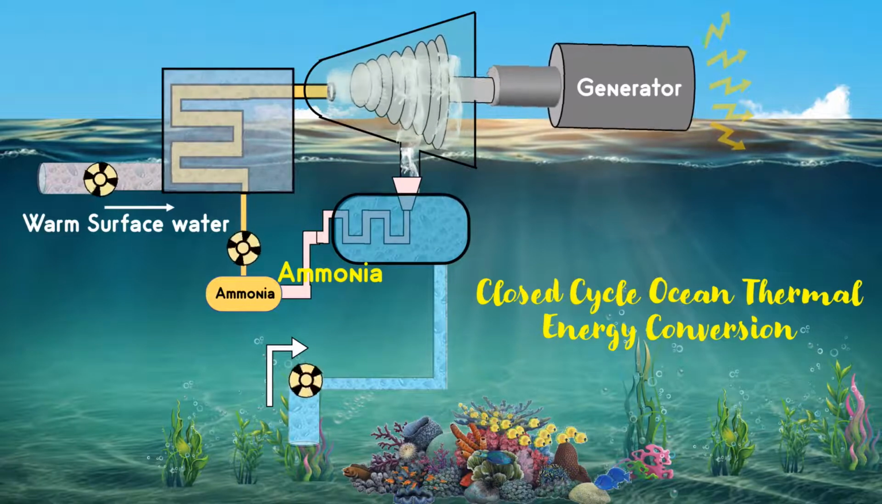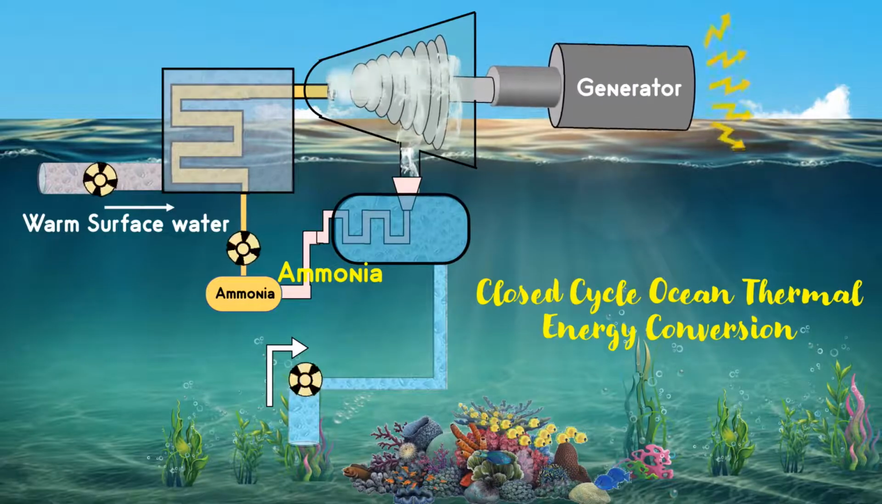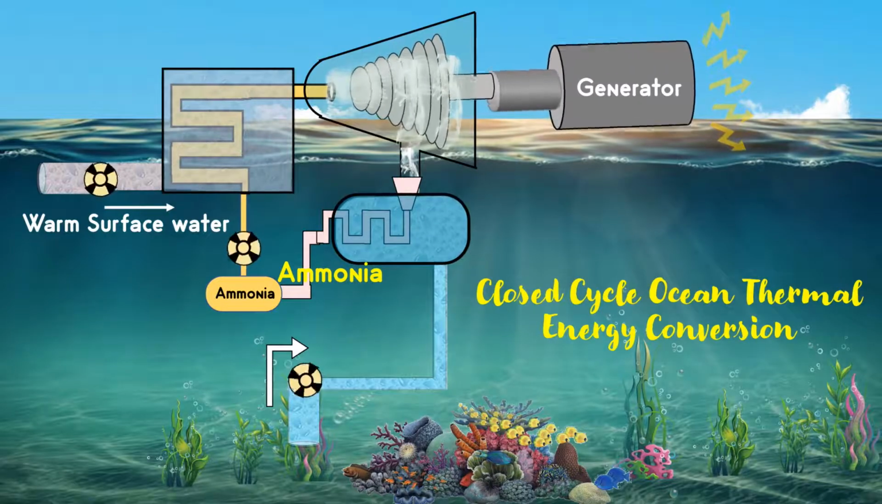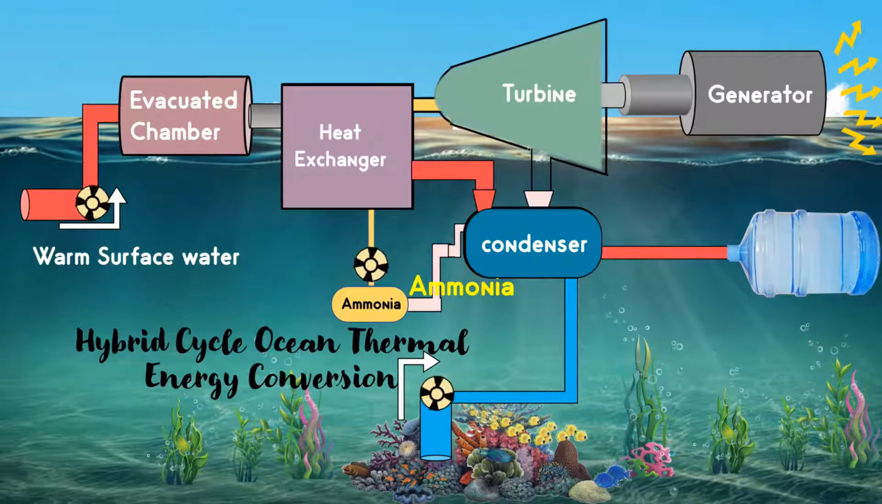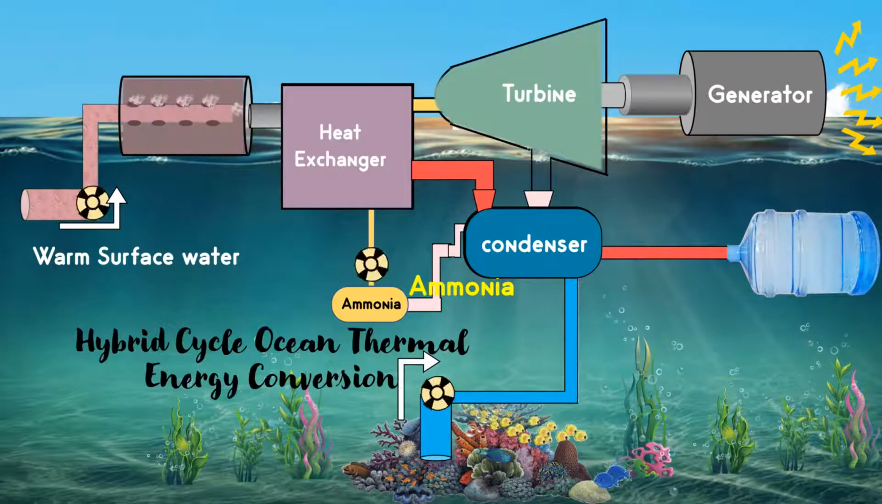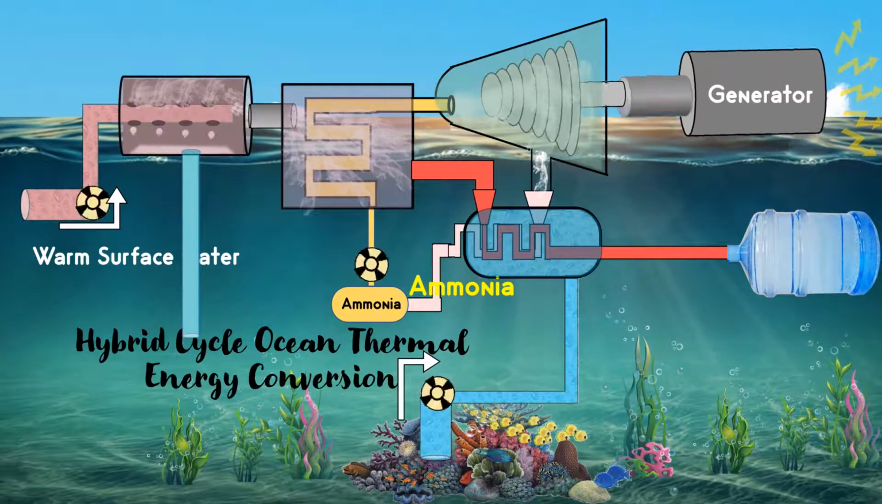If you want to enjoy the advantages of both closed cycle and open cycle ocean thermal energy conversion, we must combine them both. This kind of system is called hybrid cycle ocean thermal energy conversion. Here, the warm surface water vaporizes ammonia, which drives the turbine to produce the electricity. The steam condenses within the condenser and provides desalinated water.